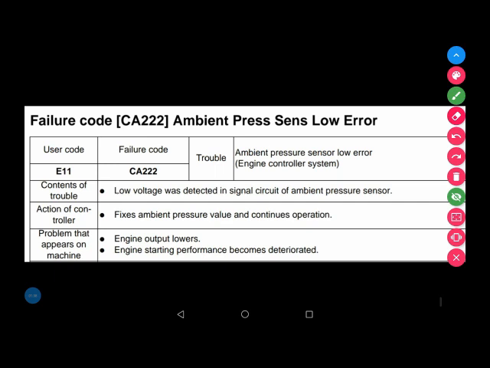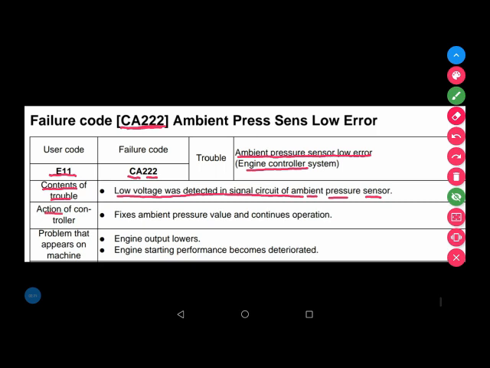Here, you can see the first code is CA222. When this code appears, the user code E11 appears along with failure code CA222, and this code means ambient pressure sensor low error. This code is related to the engine controller system. What was the content of the trouble? The low voltage was detected in the signal circuit of the ambient pressure sensor. The pressure sensor is getting a low voltage signal.